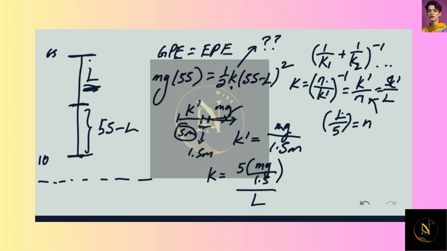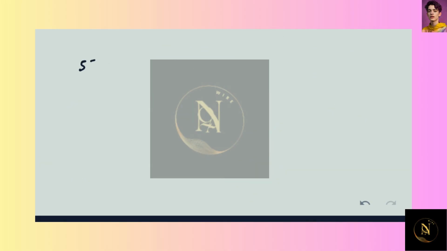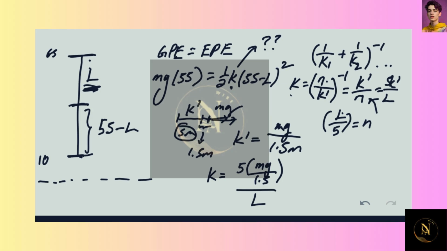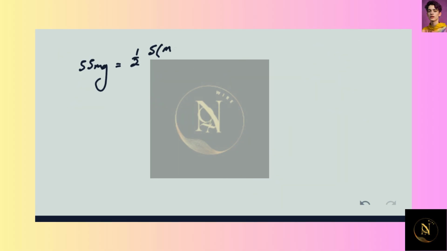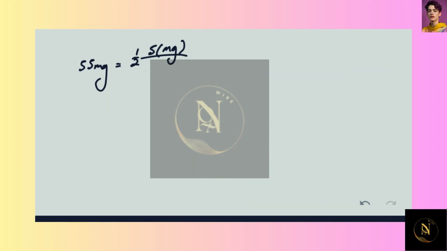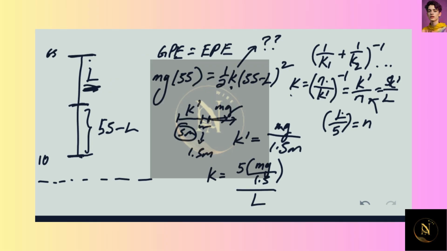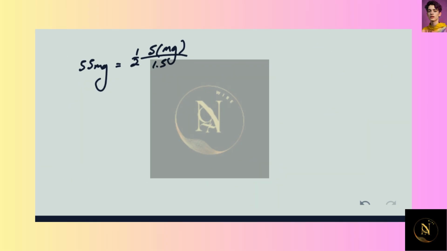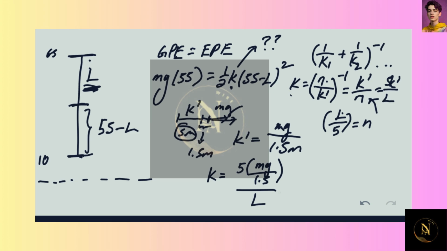And we're going to put that into the expression. So we have 55 mg is equal to half times 5 mg over 1.5, divided by L, then we multiply that further by (55 minus L) squared.